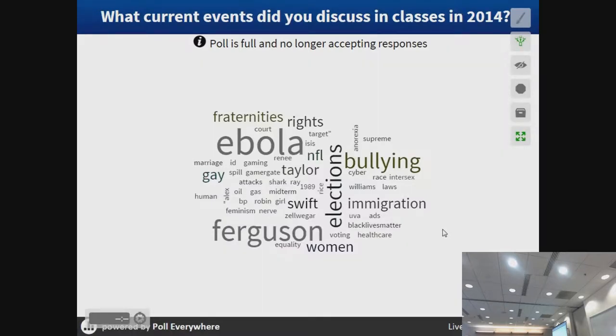All right, folks, so we're going to get started. This is From Context to Action: How to Integrate Current Events into Your Classroom and Your Curriculums.